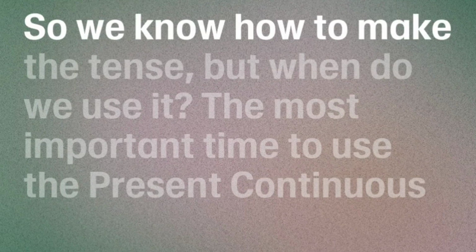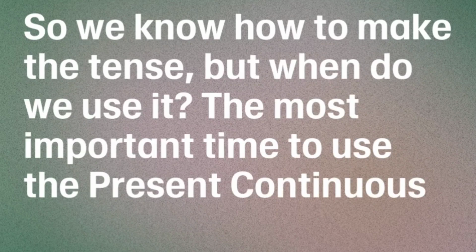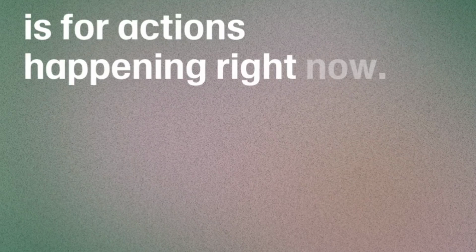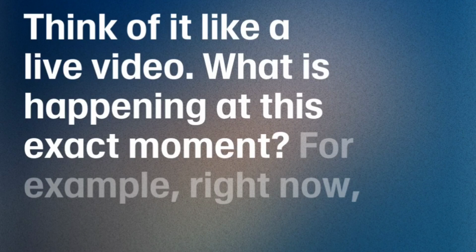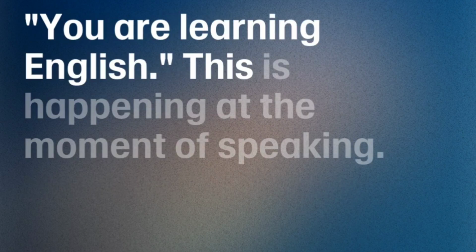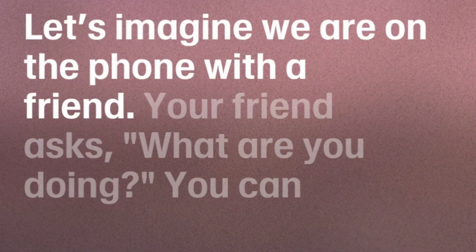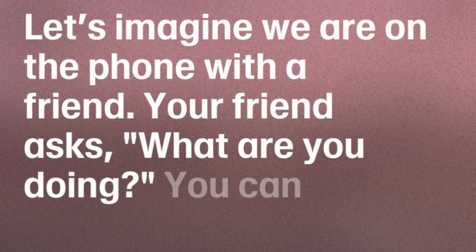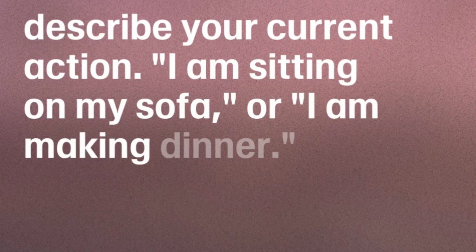So we know how to make the tense. But when do we use it? The most important time to use the present continuous is for actions happening right now. Think of it like a live video. What is happening at this exact moment? For example, right now, you are learning English. This is happening at the moment of speaking. Let's imagine we are on the phone with a friend. Your friend asks, "What are you doing?" You can describe your current action. I am sitting on my sofa, or I am making dinner.